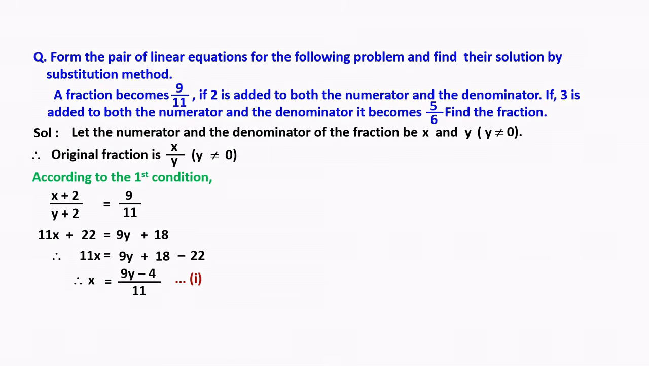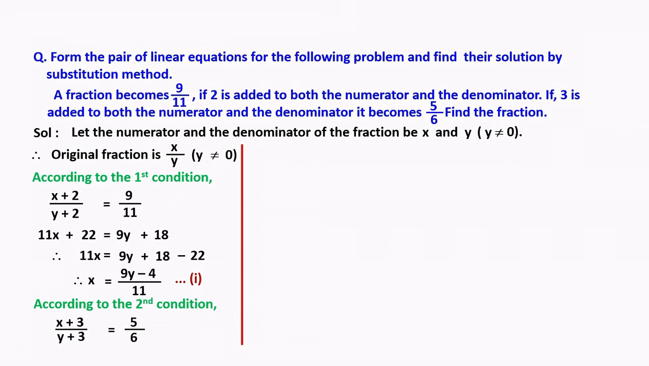Now, according to the second condition, if 3 is added to both numerator and denominator, we get x plus 3 upon y plus 3 equals 5 by 6. Cross multiplying, 6x plus 18 equals 5y plus 15. So, 6x minus 5y equals minus 3. This is our second equation.